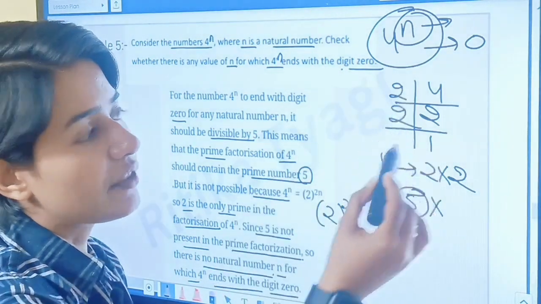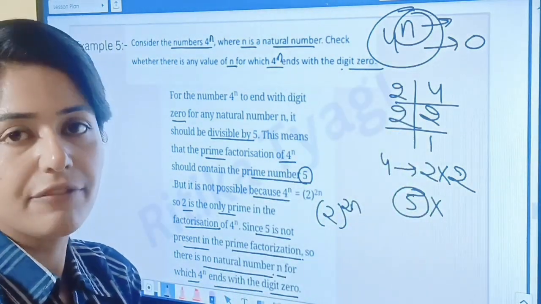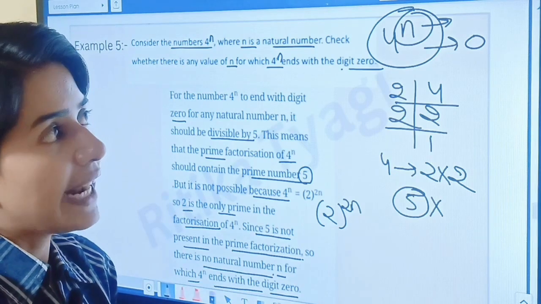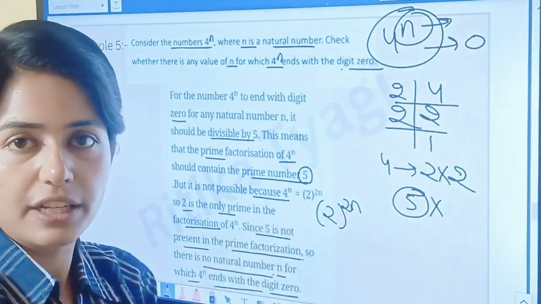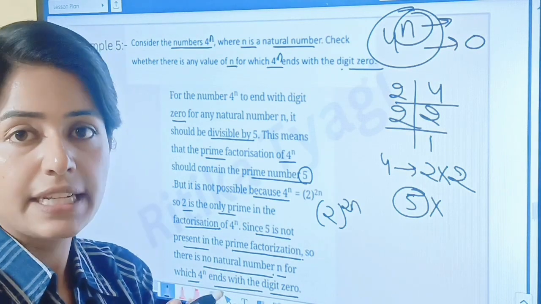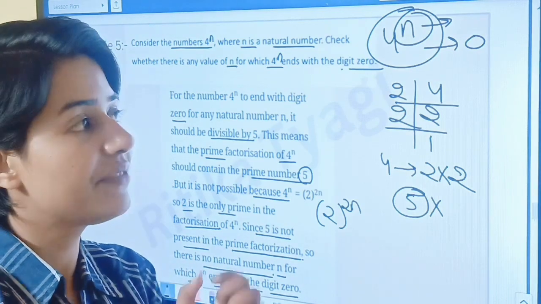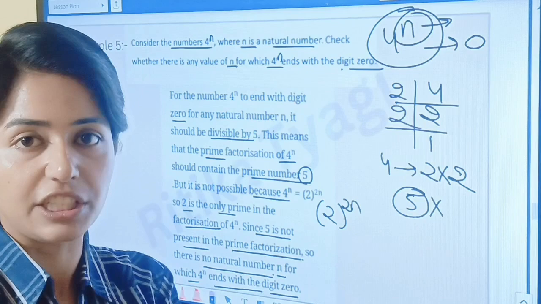Here we simply factorize 4, we get 2 as the factor of 4. And for ending the digit with the 0, 5 must be present in the factor. Here 5 is not included in the factors of 4, so it is not possible for any value of n that 4 to the power n ends with the 0 digit.